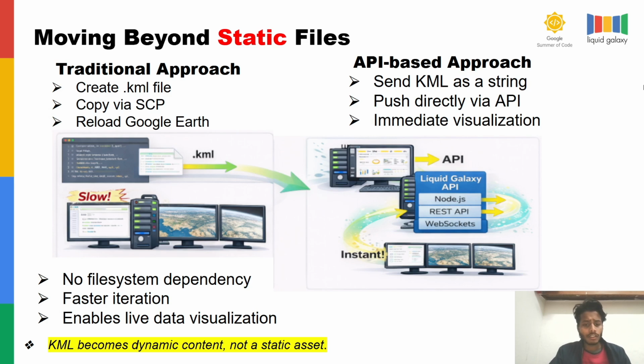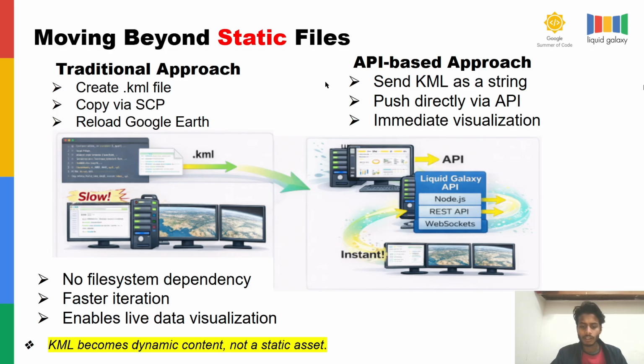So now let's talk about one of the biggest changes this API brings. How we work with the KML. Traditionally, KML has always been treated like a file. If you look at the left side of the slide, this is the old approach. You create a KML, you copy it to the master node using SCP, and then reload Google Earth to see the result. And every time you want to make a small change, you repeat the same steps. This is not just slow, but it also breaks your flow.